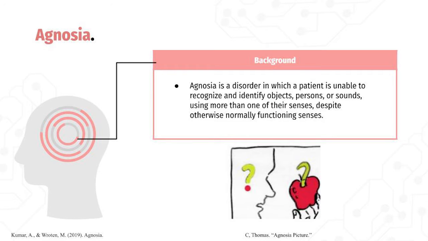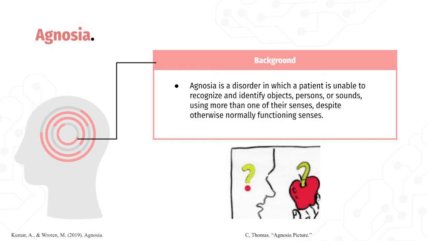Agnosia is a disorder in which a patient is unable to recognize and identify objects, persons, or sounds using more than one of their senses, despite otherwise normally functioning senses. This deficit cannot be explained by memory, attention, language problems, or lack of knowledge of stimuli. Agnosia usually affects only one sensory modality, for example, being unable to identify an object by sight, although being able to identify it through shape and texture.